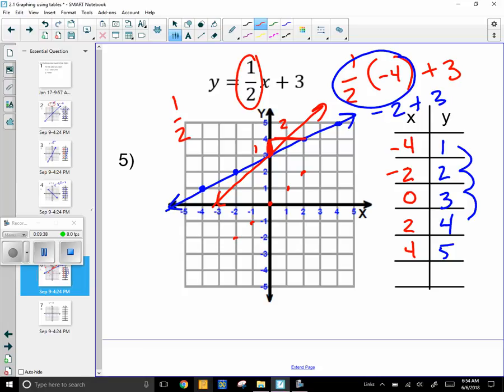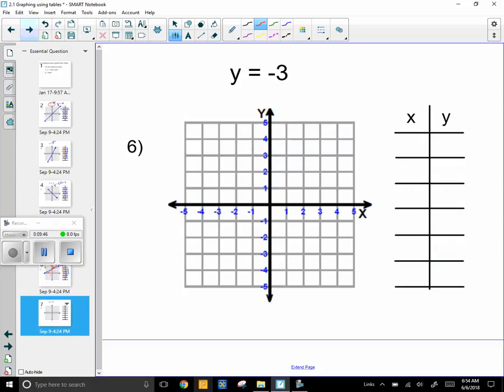So in the next video, we're going to graph these without even using a table. I'm kind of giving you an introduction to that by talking about some of these concepts. All right, let's look at the last one. I put this one in here because it's somewhat trivial.